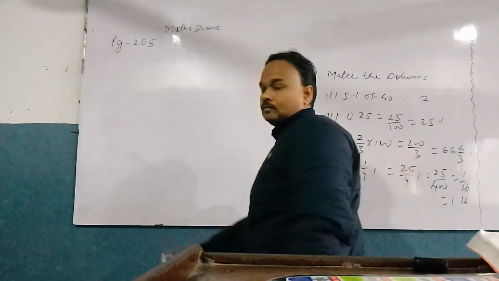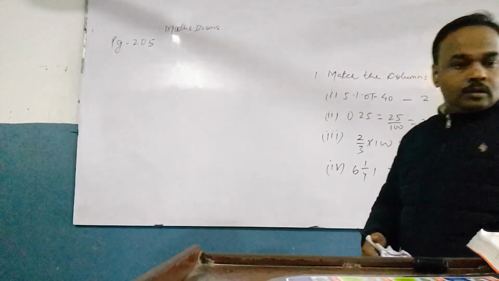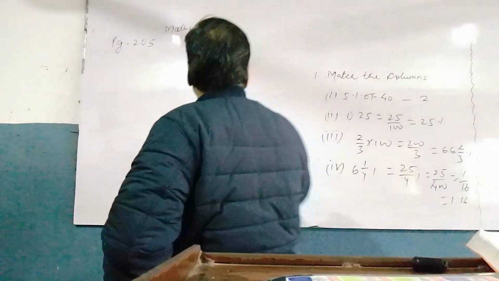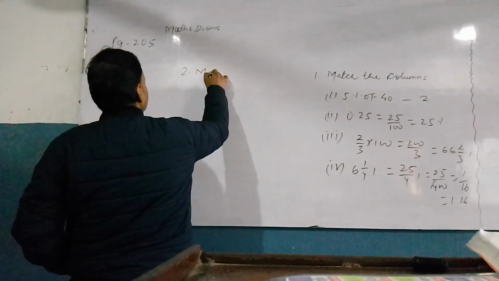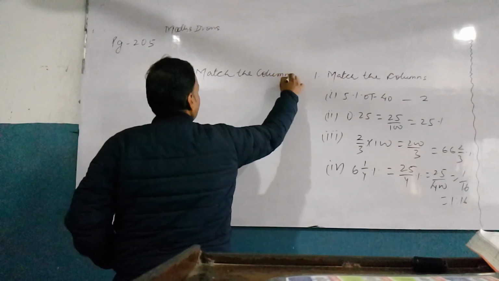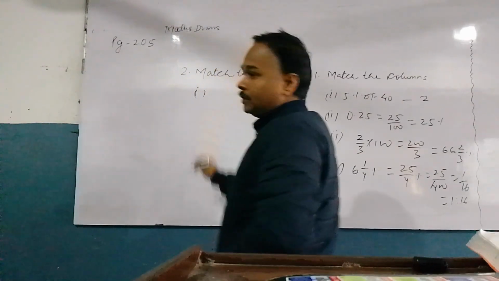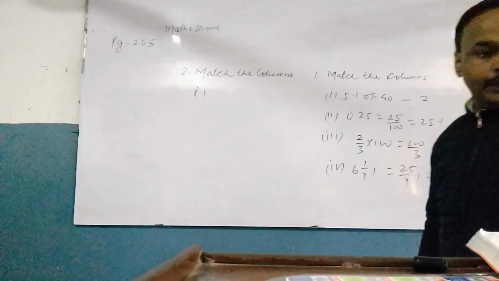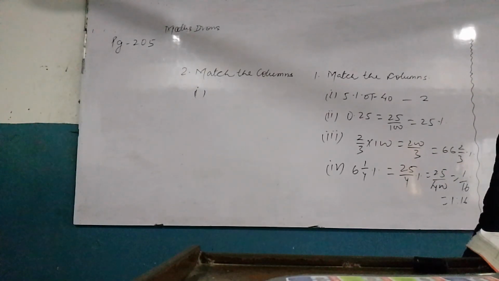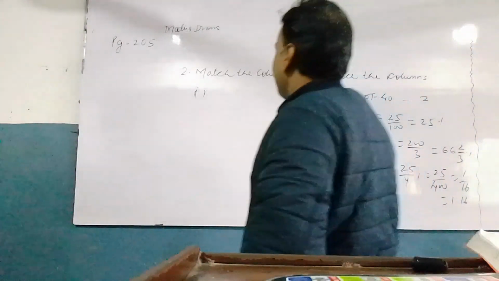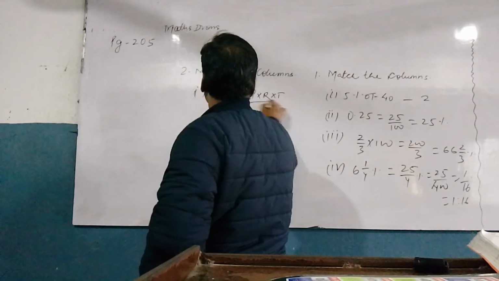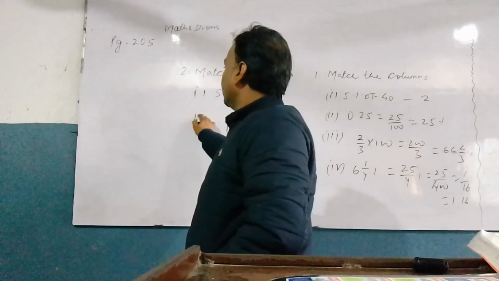Now again see match the column. Question number 2. Simple interest. Here we only have to match formulas. Simple interest is equal to P into R into T by 100. SI is P into R into T by 100. Clear?